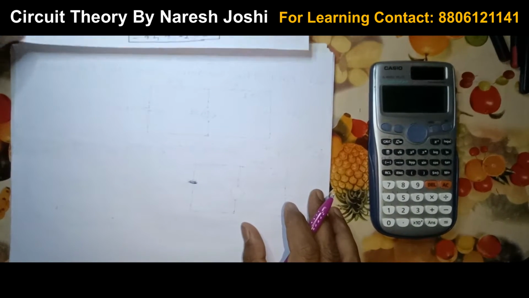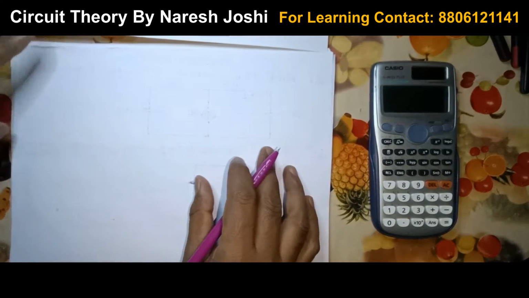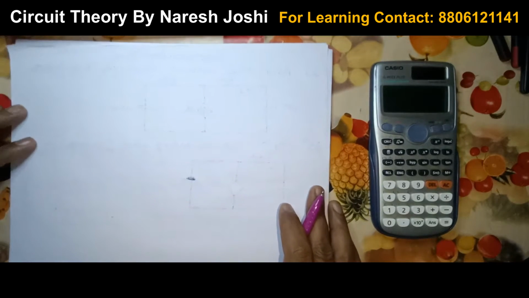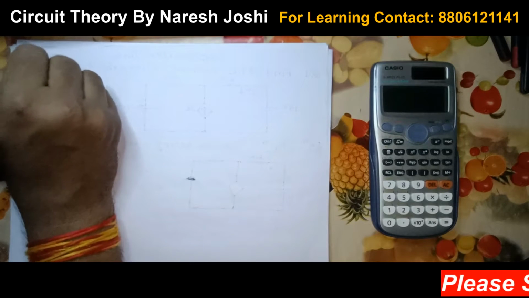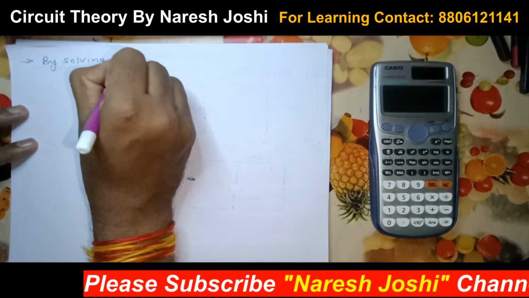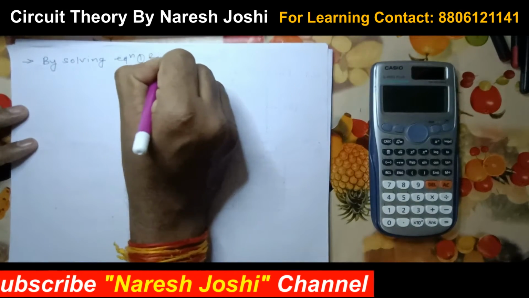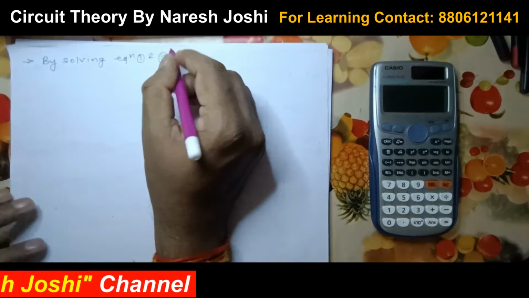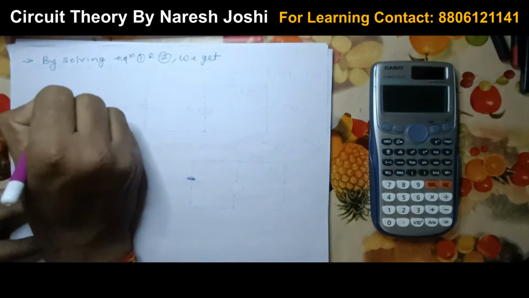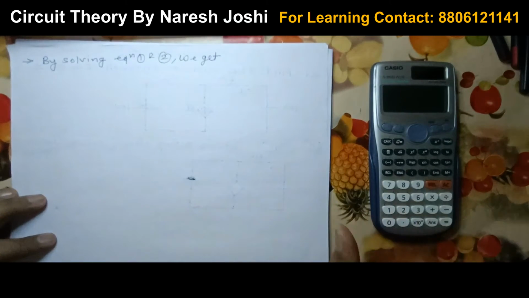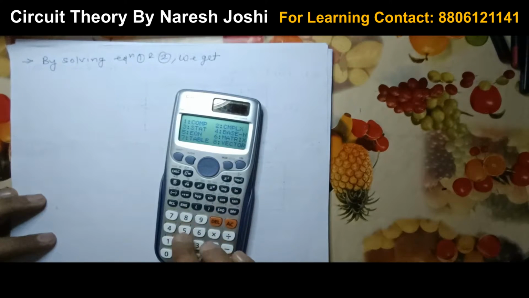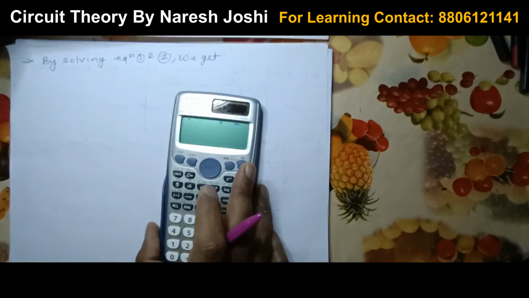So let's see, by solving equations 1 and 2, what we will get. You can solve this by using these values in the calculator directly. I will show you here. Go to the equation mode. There are only two unknowns.